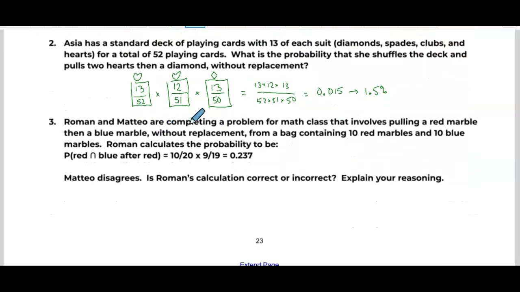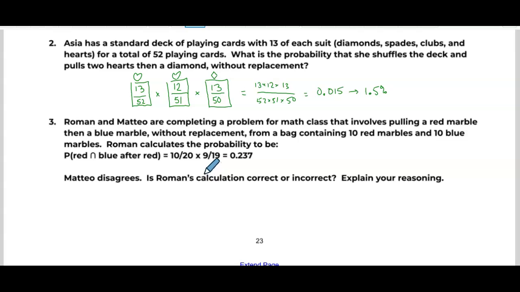All right, Roman and Mateo are completing a problem for math class. It involves pulling a red marble, then a blue marble without replacement. This is very similar to the one in the video. Roman calculates the probability of red and blue after red to be 10/20 times 9/19. Is Roman correct? Okay, pause the video here and write down a response to explain whether Roman is correct.